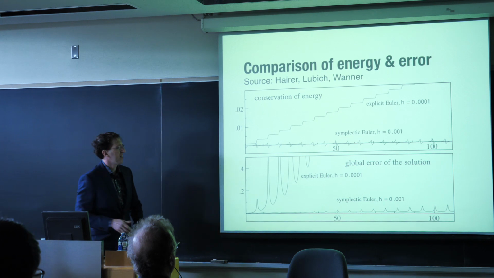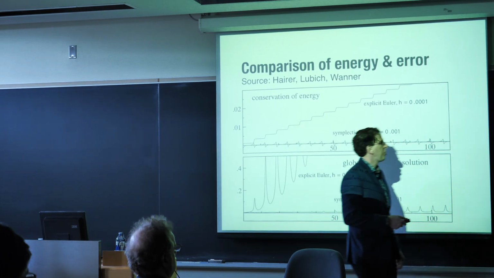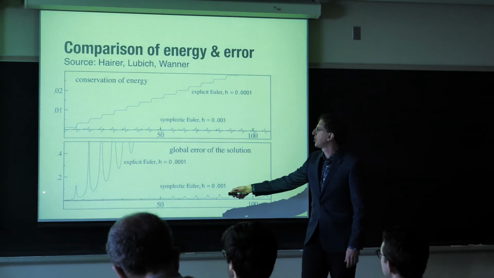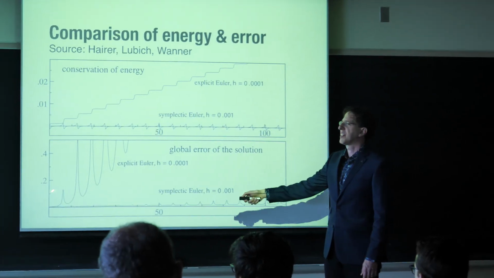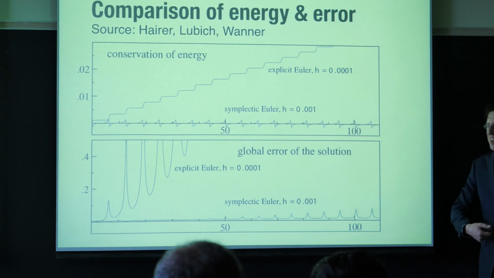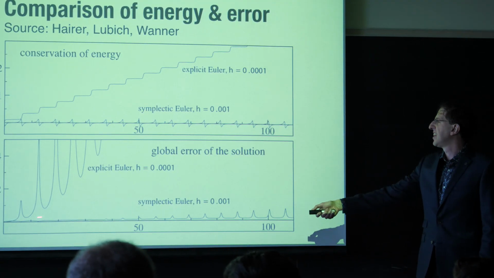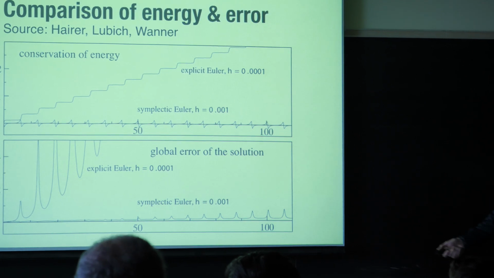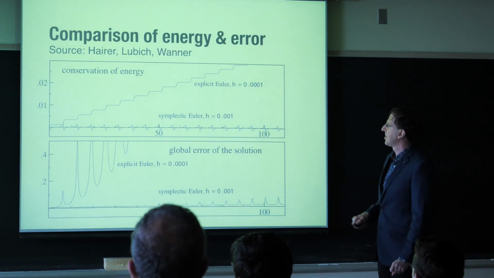Here we have some comparisons for the energy behavior and the global error of the solution. Okay, the global error of the solution, it's not surprising that explicit Euler has terrible global error because we saw that the planet can fly arbitrarily far away. So it's not surprising that in some sense, if you're always remaining elliptical and nearby, you're going to have some small error. But the energy is very interesting, right?